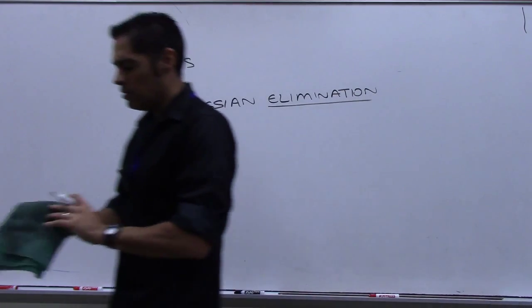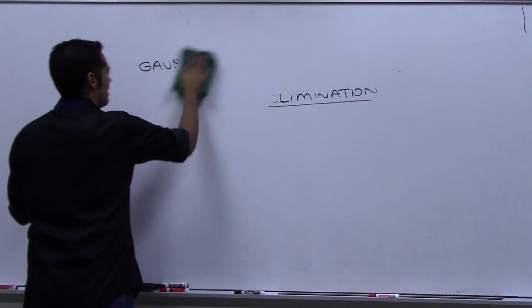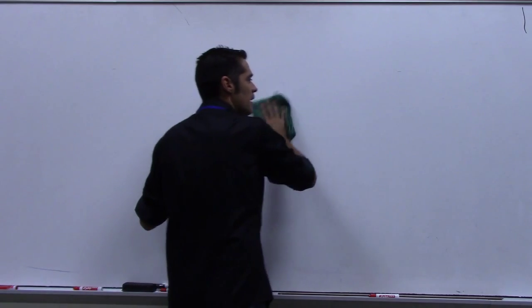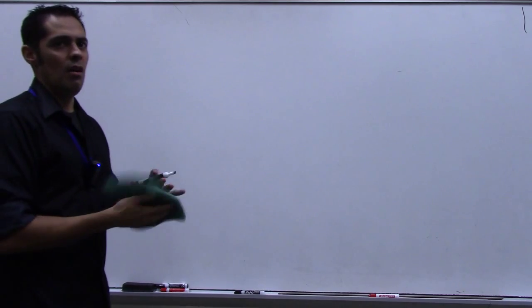So I want to tell you all a little story. Since Thanksgiving's close, it's around the corner, I'm going to tell you a little story about Gauss. I don't think I've told you this story yet. Yeah, it's story time. Okay, look. So Gauss was a brilliant, brilliant, brilliant mathematician. If you Google Gauss, you'll see all sorts of things he did. But here's the story.